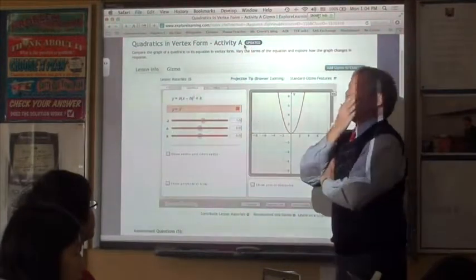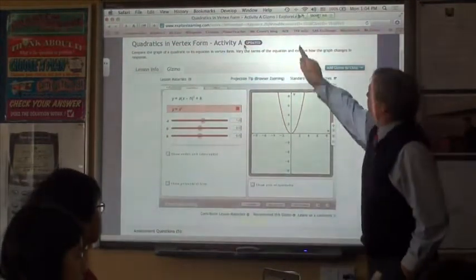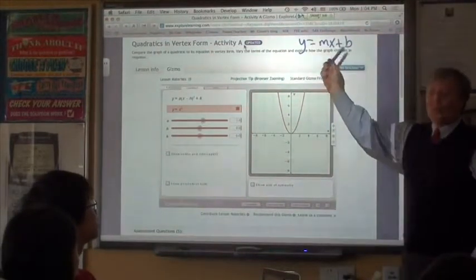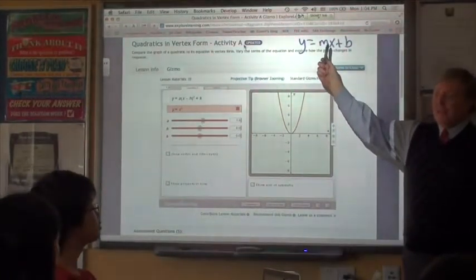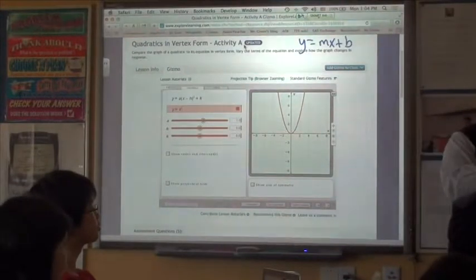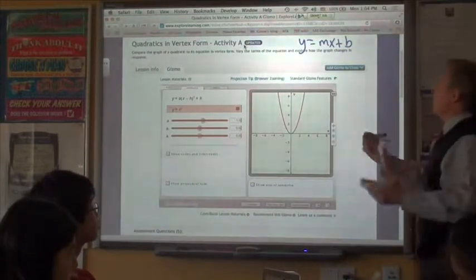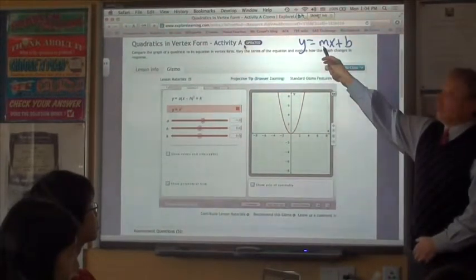Vertex form. Once upon a time, you knew an equation like this. What's it called? Slope-intercept. Pretty good memories. Slope-intercept form is just a form of a linear equation. What's this guy do for you? The y-intercept.